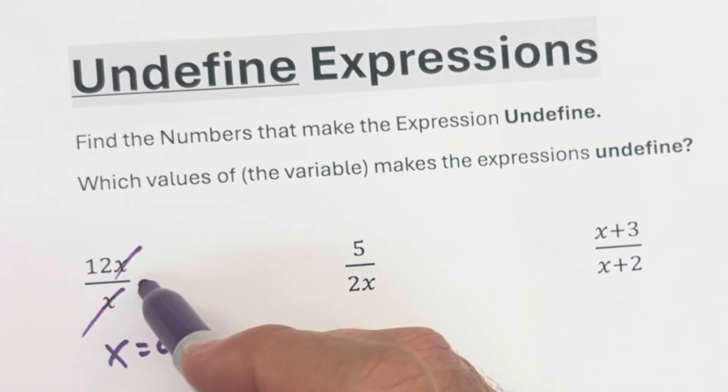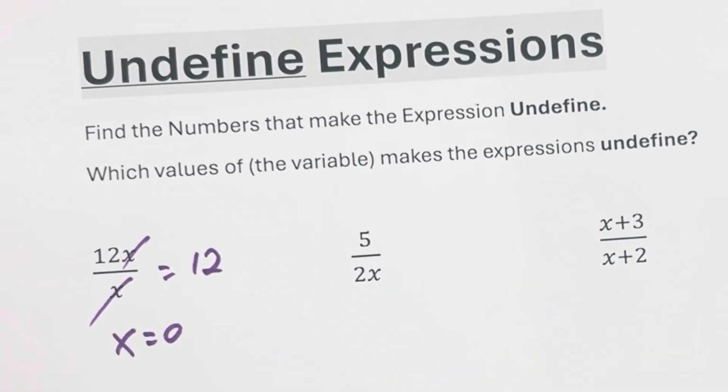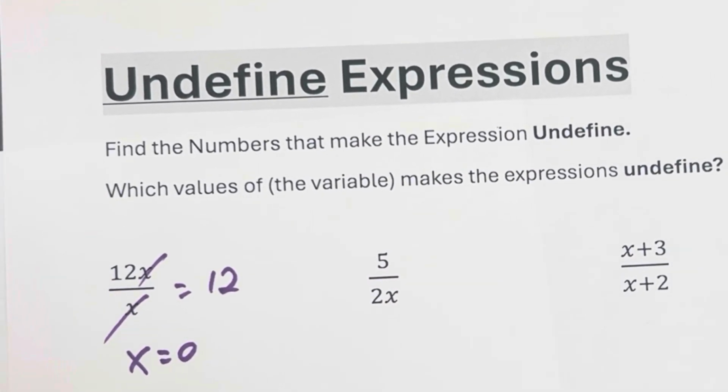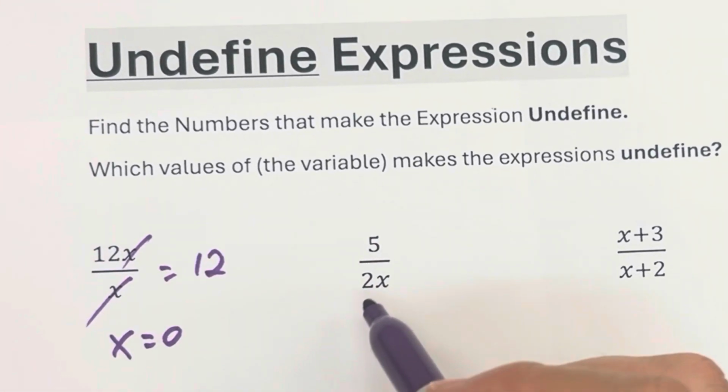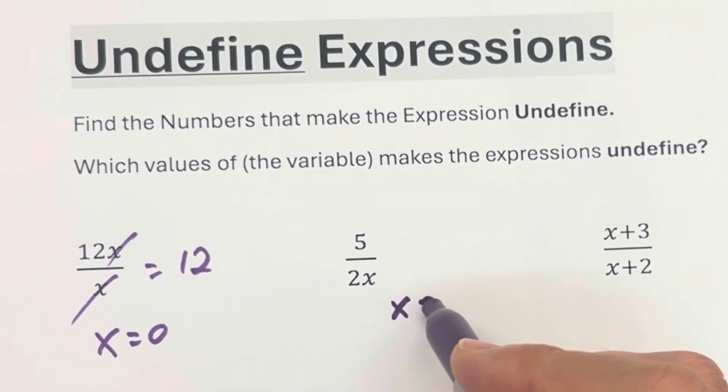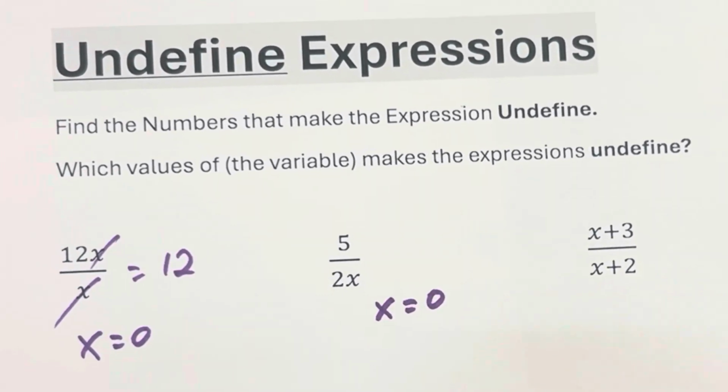Also, you can simplify the x, and that's equal to 12. So 0 could be an answer, but also none could be an answer. So in this case, there's no x to simplify, so x equals 0. So this one for sure, this is an answer.